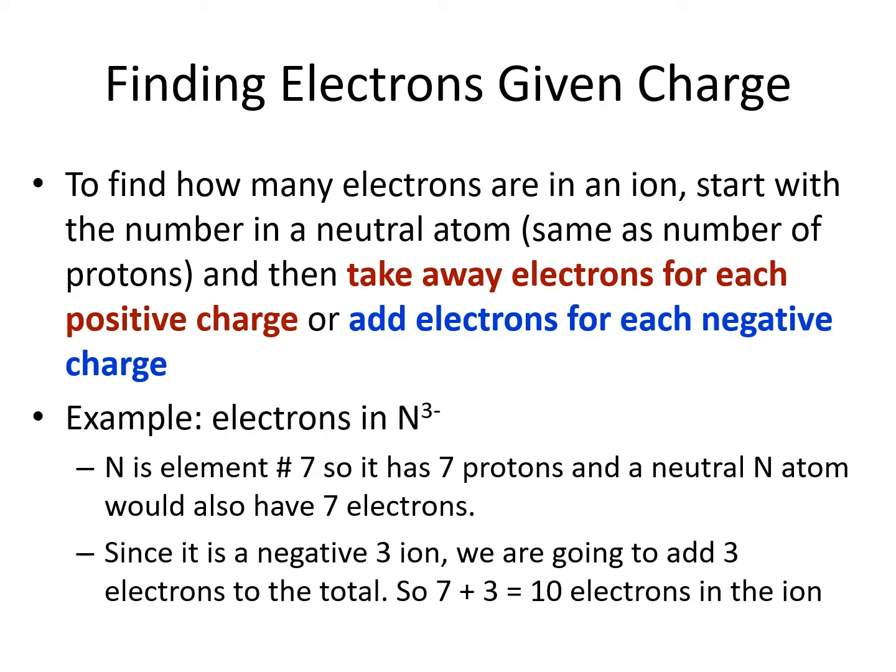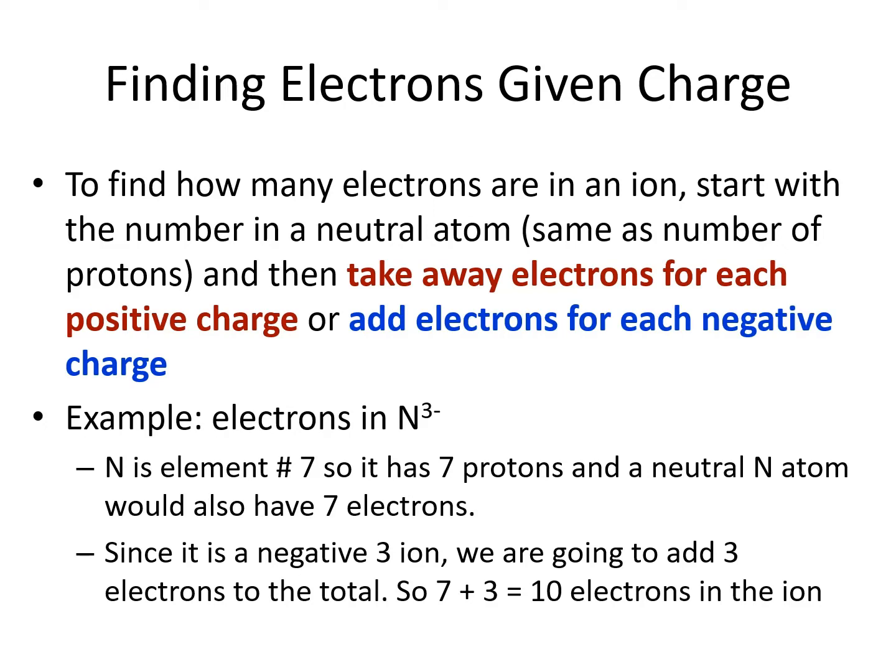have 7 electrons. Our second step would be taking away electrons for each positive charge or adding electrons for each negative charge. For example, in the nitrogen 3- ion, we would add 3 electrons. Again, this is counterintuitive, but it is because electrons are negatively charged. You might find it helpful to think of anions as adding electrons. Both anion and add start with A.